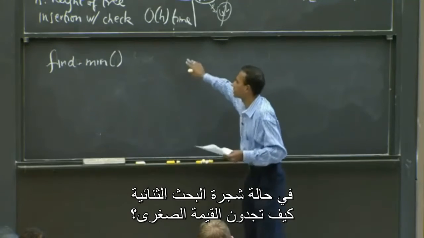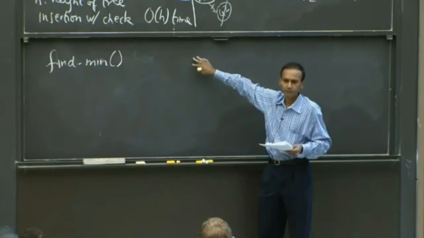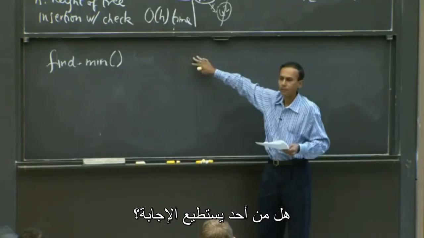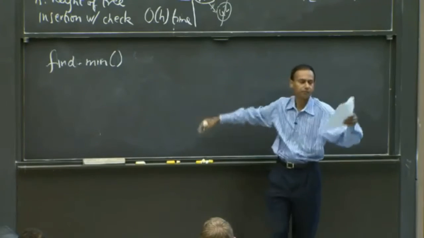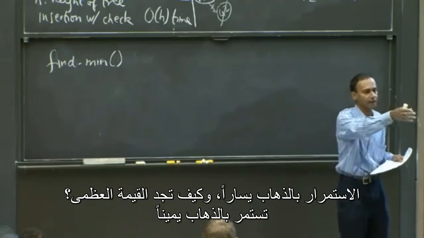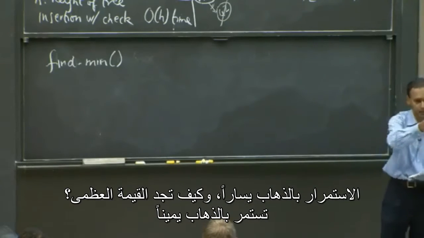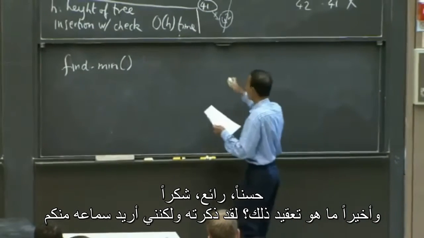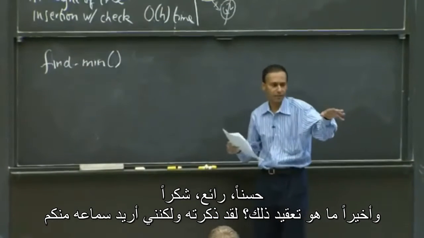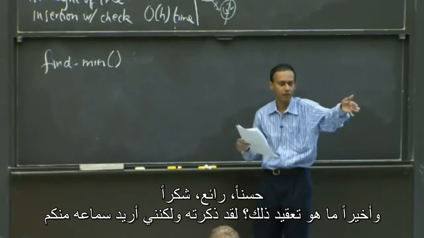In the case of a binary search tree, how do you find the min? Someone? Yep. Keep going to the left. And how do you find the max? Keep going to the right. All right, great. Thank you. And finally, what complexity is that? I sort of gave it away, but I want to hear it from you.